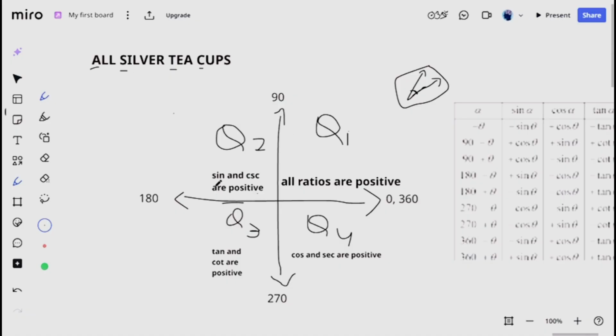Silver stands for sine and cosec. T stands for tan and cot. And Cups stands for cos and sec. These are the only ones positive in their quadrants. Understood? That's it. That's all you have to learn in allied angles. That's the main part you have to learn.